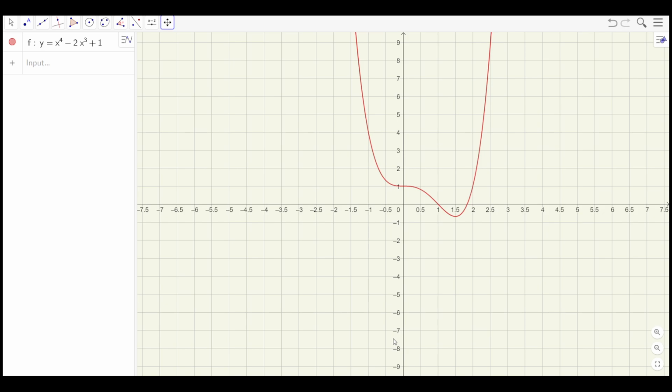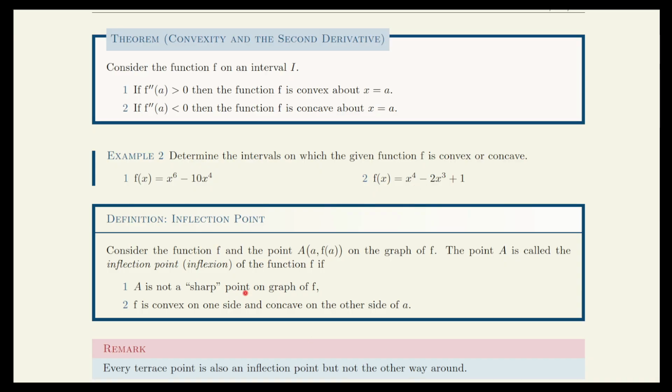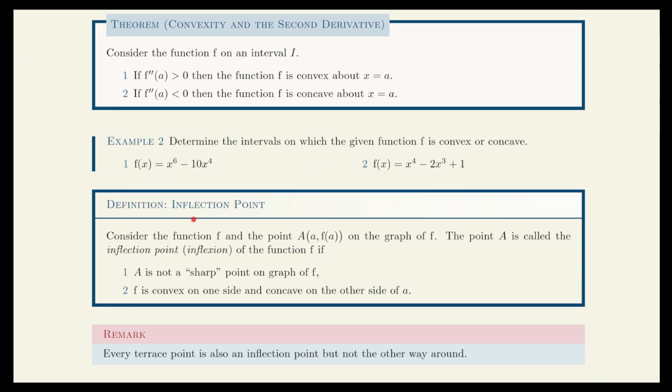Okay, so then let us go back to the notes now. And this is the definition of the inflection point. We already discussed that informally. So consider the function f and the point A with coordinates a and f of a. When I say a and f of a, I mean that this point lies on the graph of f. The point A is called the inflection point.